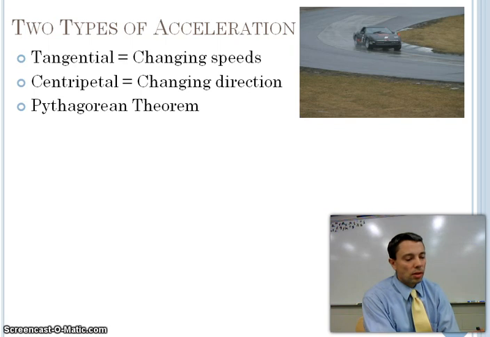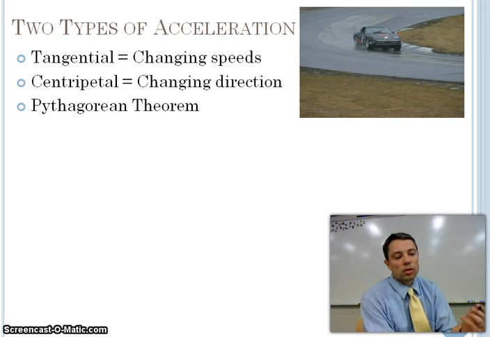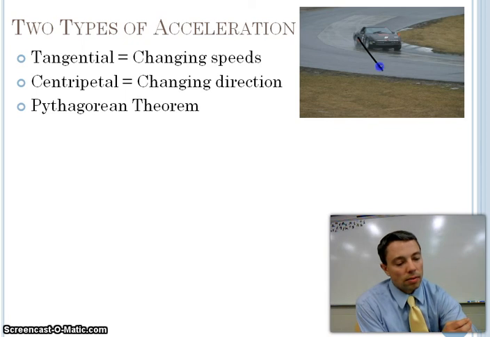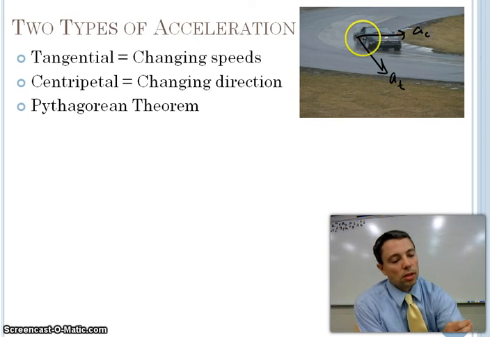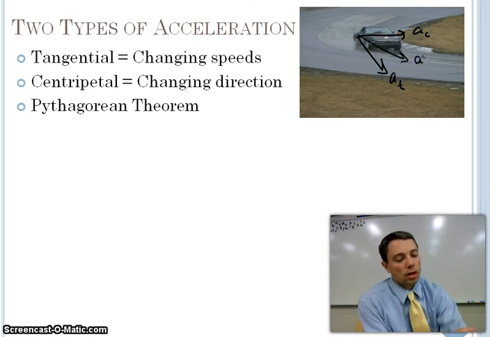And the last thing is that when we look at this, remember that tangential acceleration is due to changing speeds, and centripetal acceleration is due to changing direction. And because we have two different accelerations, we could put them together in terms of Pythagorean's theorem. So in other words, I have my tangential acceleration, I have my centripetal acceleration, and then I would have my acceleration that's directed as my car is going.